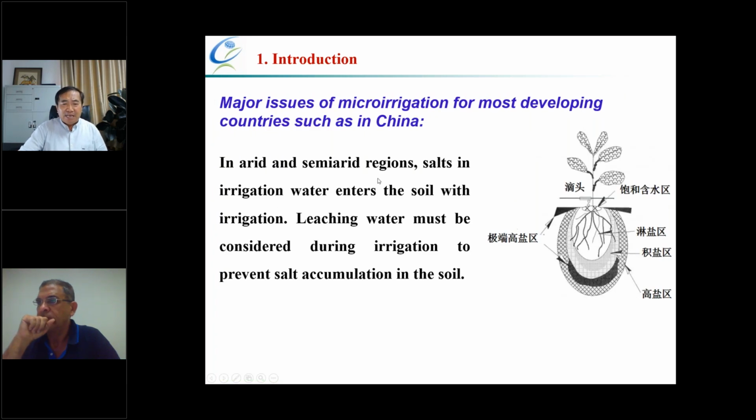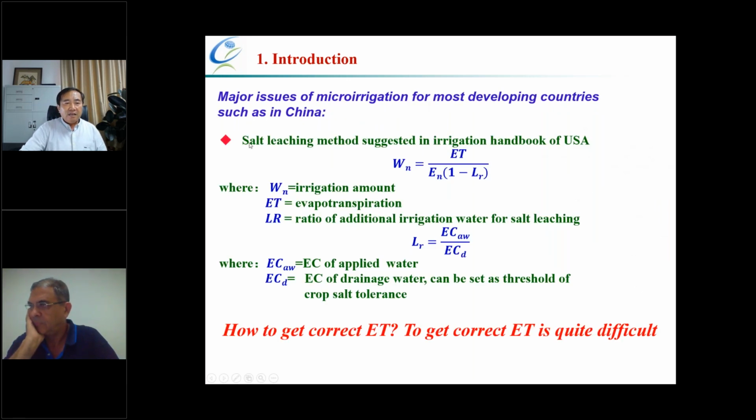In arid and semi-arid regions, salts in irrigation water enter the soil with the irrigation water. Leaching water must be considered during irrigation to prevent salt accumulation in the soil. The leaching method suggested in the handbook of the United States is as follows. And in these equations, it's very important to determine the ratio of additional irrigation water for salt leaching.